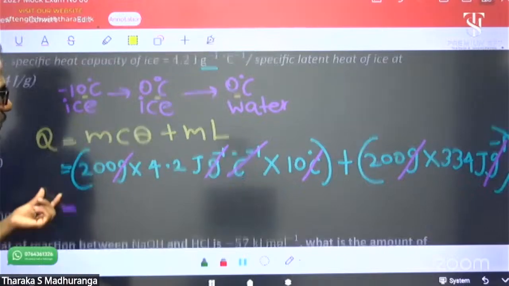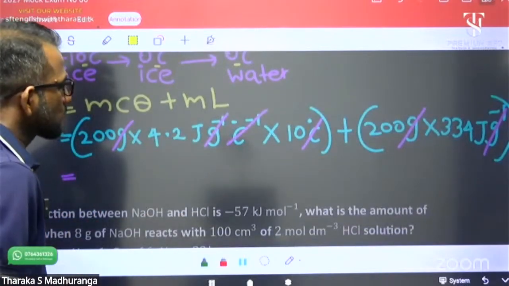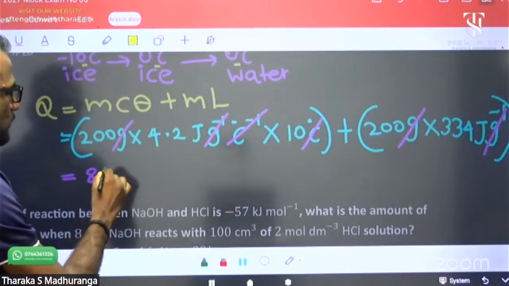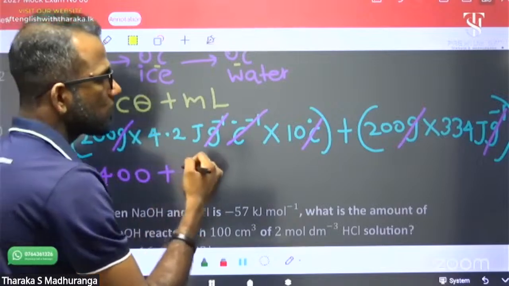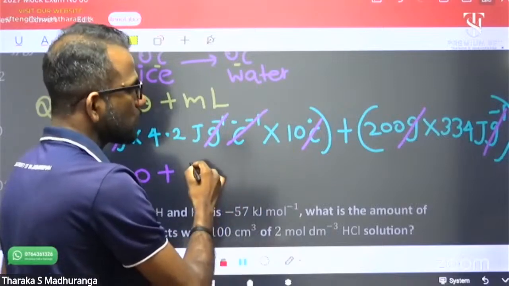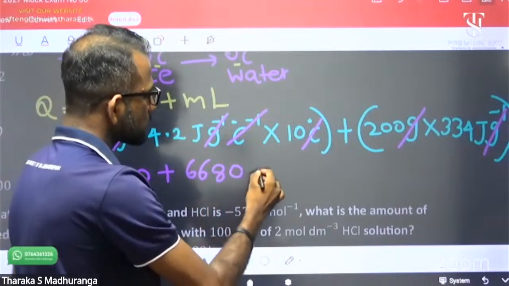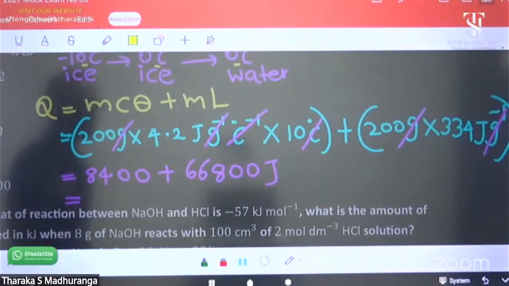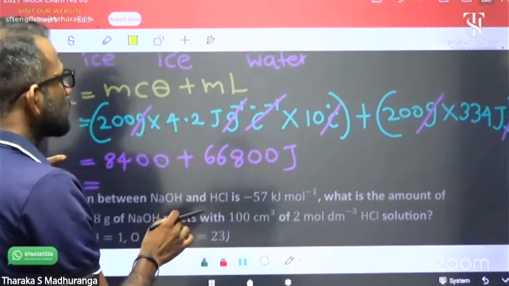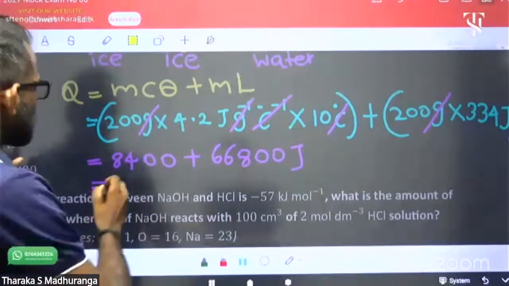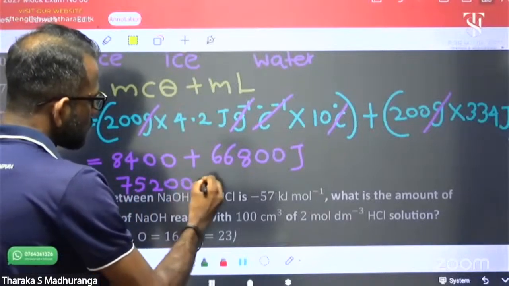Now you can get, finally, 200 into 4.2. Now 4.2 into 10 is 42, 42 into 2 is 84, so 8,400. Then 200 into 334, that is 66,800. Now you can add these two values. The answer is 75,200 joules.